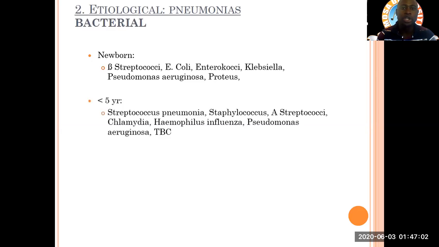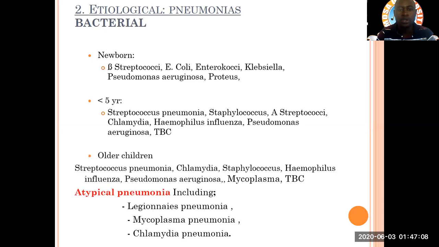Let us look at the etiological pneumonias, the bacteria in particular. In newborns, the most common cause is group B streptococcus; it can also be Klebsiella, E. coli, Enterococci, Pseudomonas aeruginosa, and Proteus. In those less than 5 years, it is Streptococcus pneumoniae, Staphylococcus, Chlamydia, Haemophilus influenzae, Pseudomonas aeruginosa, and also TB. In older children, the most common etiology is Streptococcus pneumoniae, Staphylococcus, Haemophilus, and Pseudomonas aeruginosa as well.